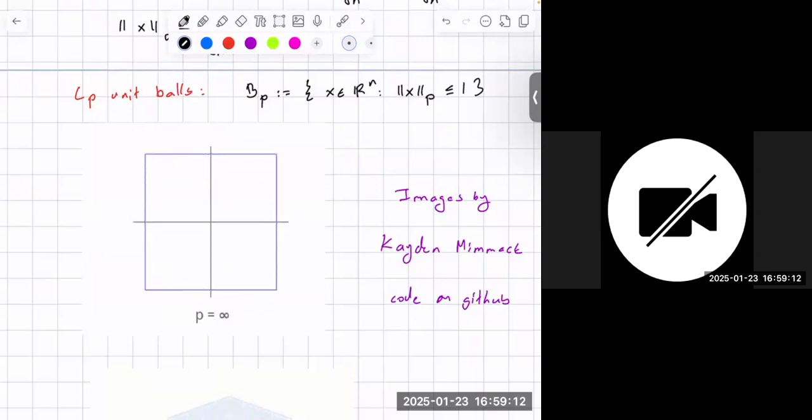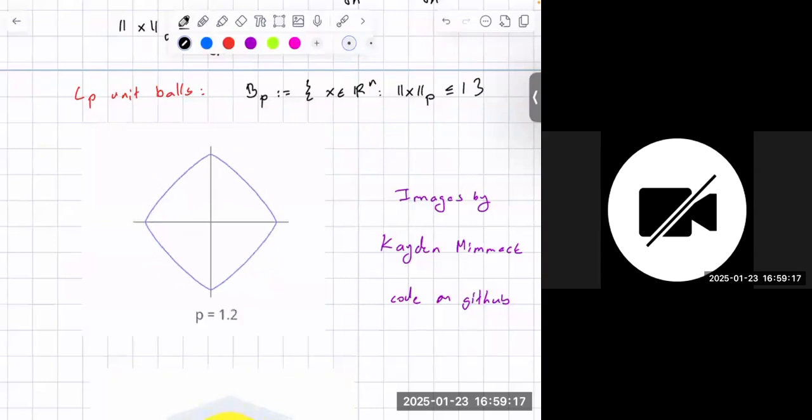So that was a great question. Zero norm is literally counting how many entries in your vector are not zero. That's what the zero norm is. All right, now some pictures.